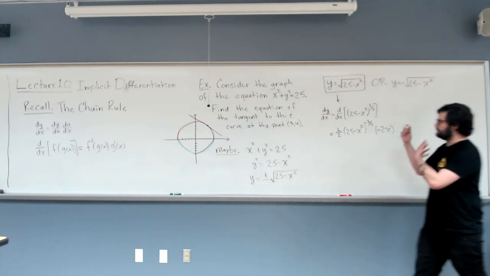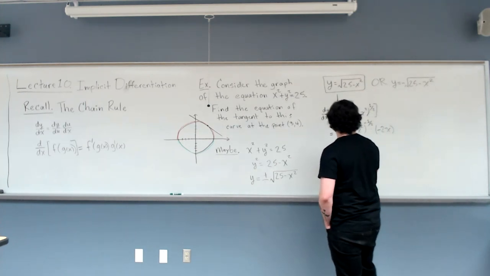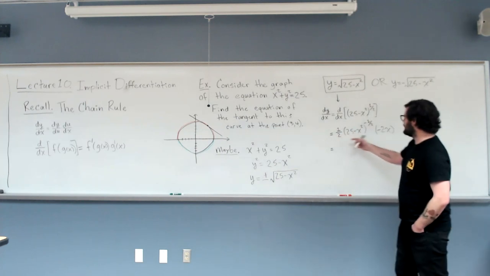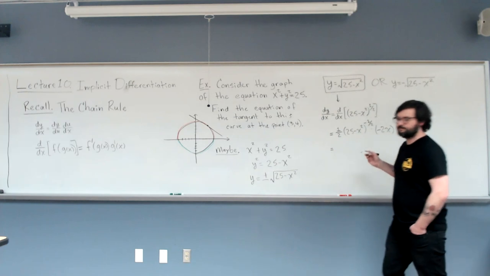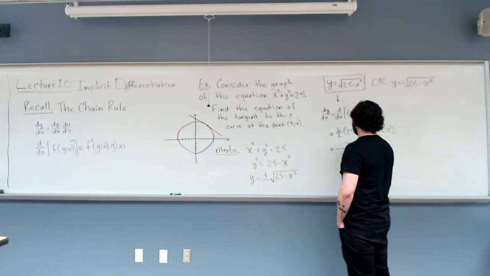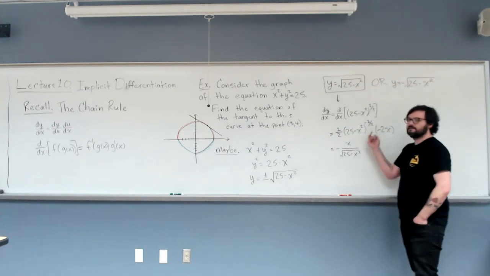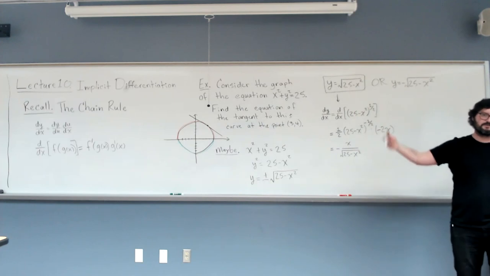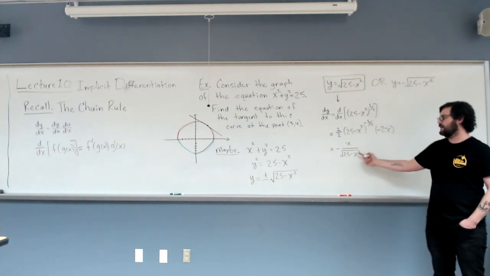So if we rearrange this, we get, notice the 1/2 and the negative 2 becomes negative 1, so this will be negative x over the square root of 25 minus x squared. That negative exponent, we look at its reciprocal, so it's 1 over this value, and then this 1/2 is just a square root.